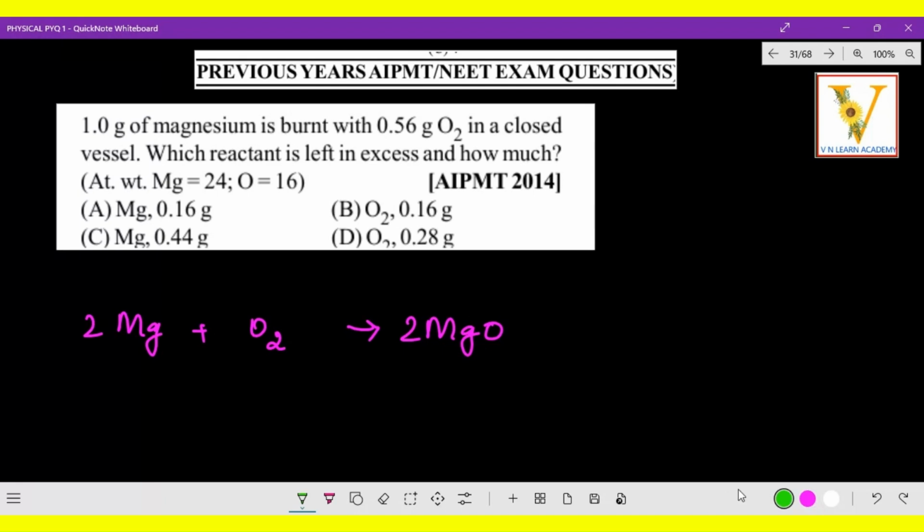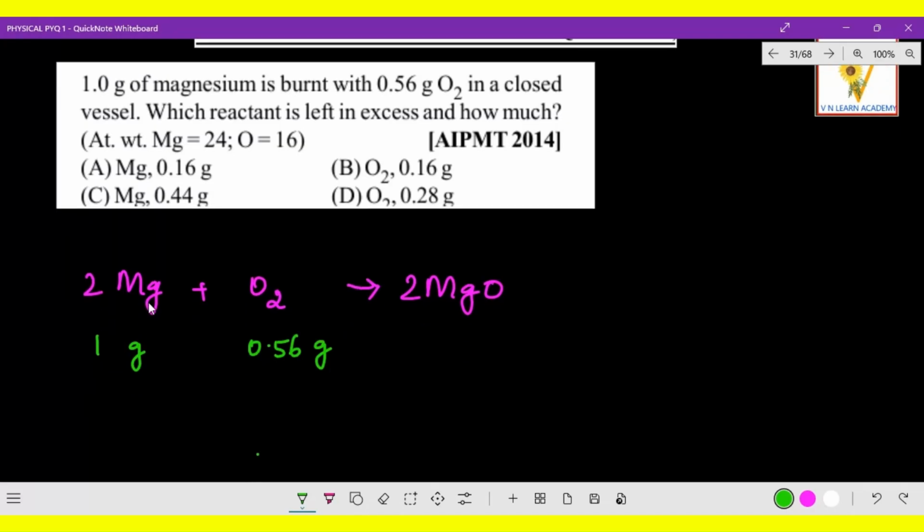Now, let us write the data. 1 gram of magnesium is the given mass, burnt with 0.56 gram of oxygen. So you are getting 2 moles of MgO. Now, they have given the atomic weight also; sometimes they will give that. The atomic weight of magnesium is 24, and here it is 2 moles, so 2 into 24, you are getting 48 gram per mole. In the same way, oxygen O2, 2 into 16, is 32 gram per mole.